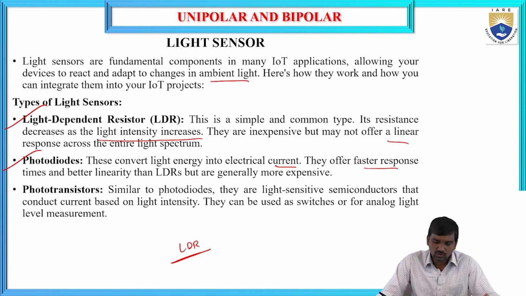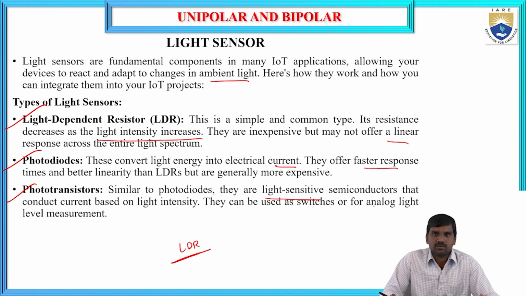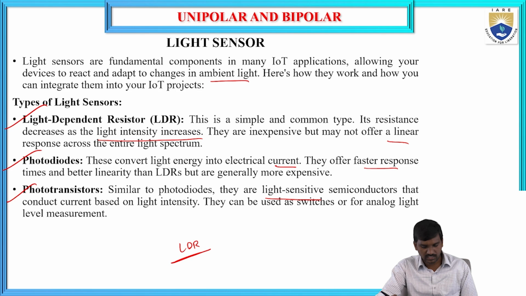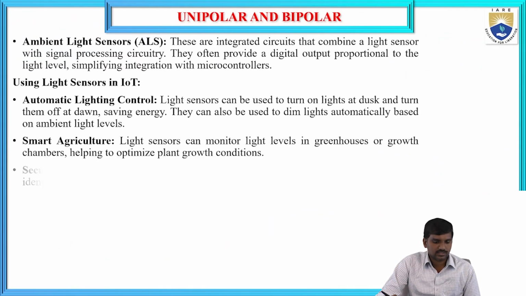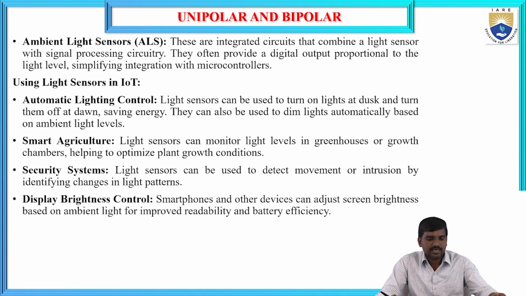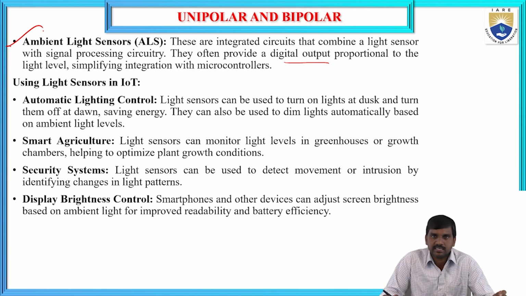Phototransistors are similar to photodiodes. They are light sensitive semiconductors that conduct current based on light intensity. They can be used as switches or for analog light level measurement. So these are some types of light sensors. Next, the ambient light sensor. These are integrated circuits that combine a light sensor with signal processing circuitry. They often provide a digital output proportional to the light level, simplifying integration with the microcontroller. So this is the third light sensor, the ambient light sensor.